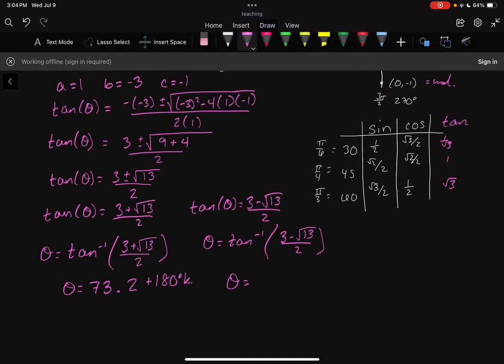Let me do the other one as well. 3 minus square root of 13 divided by 2. Oh, interesting. This one gives me a negative angle. That's okay. Negative 16.8 plus 180 degrees k.